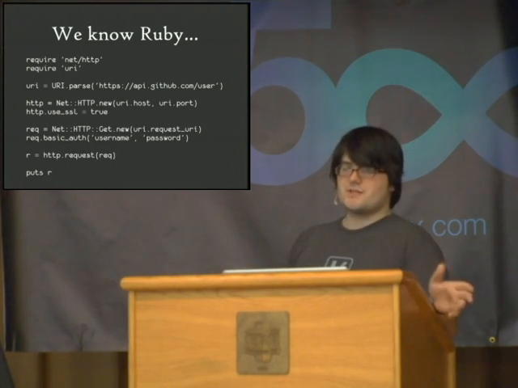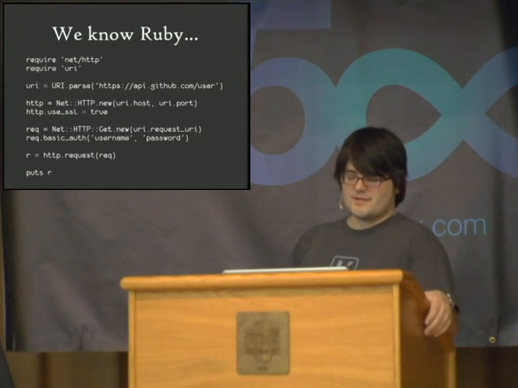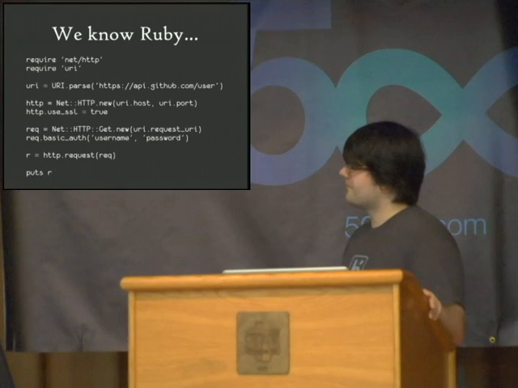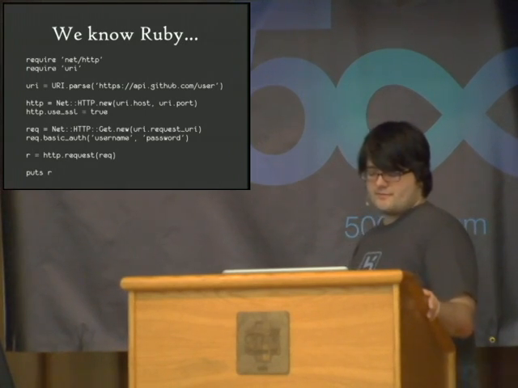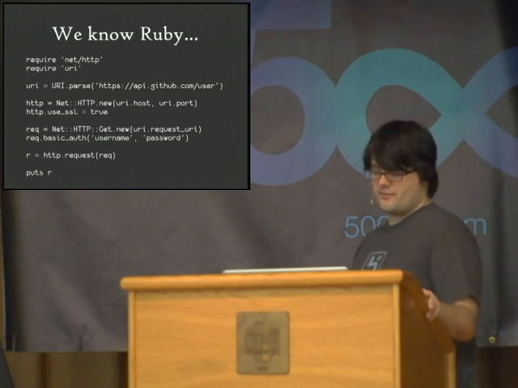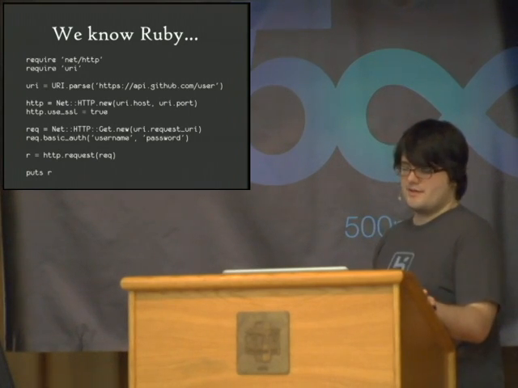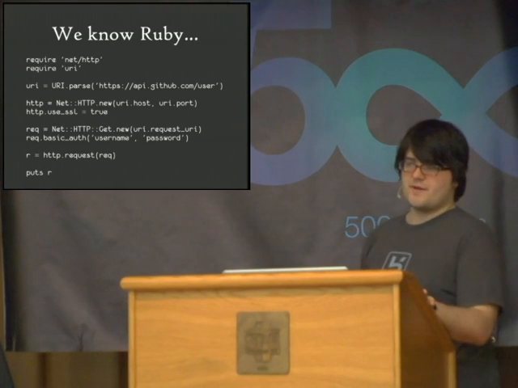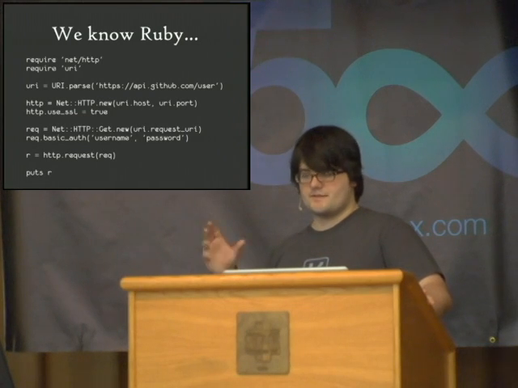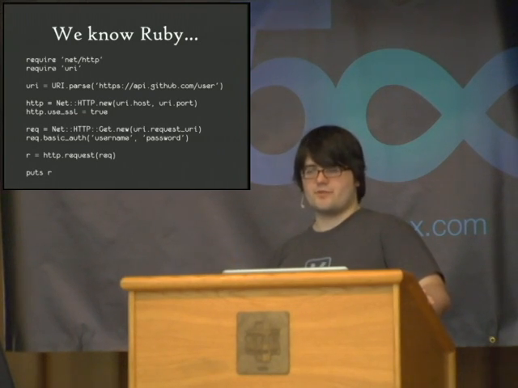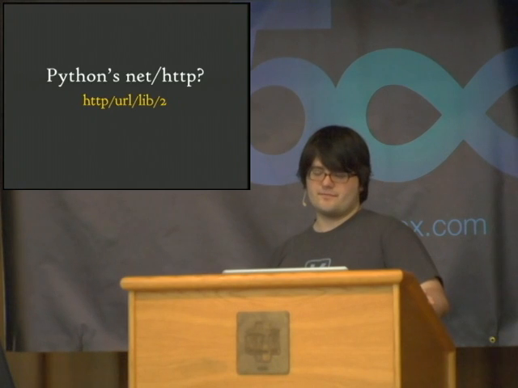And then you create an HTTP connection, and you pass in the parsed host and port from the URI. And then you tell the HTTP connection to use SSL. And then you create a request from the connection with the URI passed in, and you attach your basic authentication to the request, and then you make your request and you get your response. It took a little bit of work, but it was pretty straightforward, and I think it's a pretty nice way to go about things at a low level.